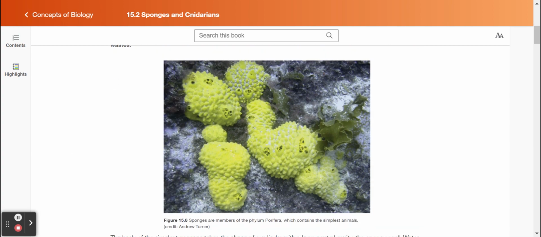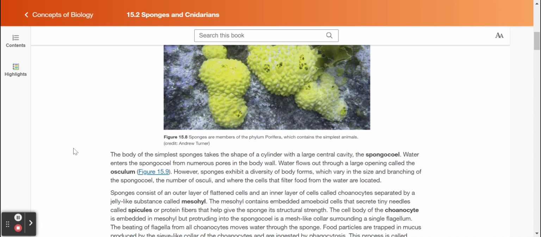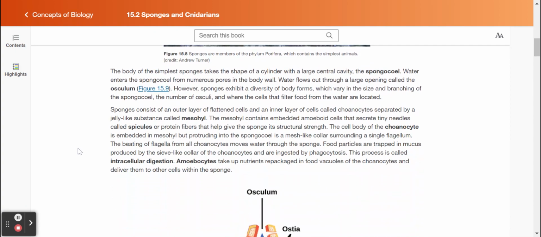Figure 15.8. Sponges are members of the phylum Porifera, which contains the simplest animals. The body of the simplest sponges takes the shape of a cylinder with a large central cavity, the spongocoel. Water enters the spongocoel from numerous pores in the body wall. Water flows out through a large opening called the osculum. However, sponges exhibit a diversity of body forms, which vary in the size and branching of the spongocoel, the number of osculi, and where the cells that filter food from the water are located.